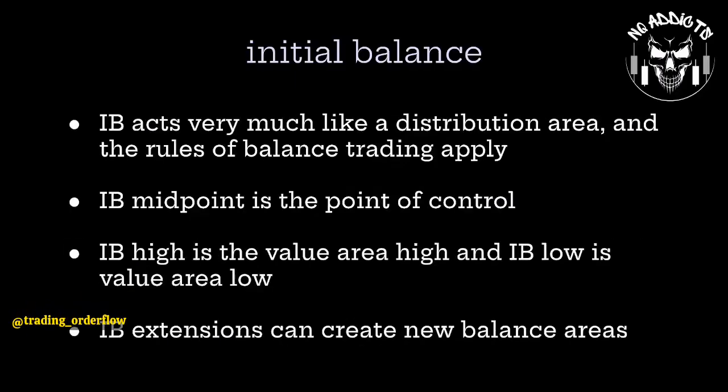The initial balance acts very much like a distribution area, and the rules of balance trading apply. So just like our volume profile, just like our VWAP with the bands, the IB midpoint is the point of control, so the level where the highest level of trading takes place. The IB high is the value area high, and the IB low is the value area low. And even IB extensions can create new balance areas, and I'll go into that later in this video. But this is going to be a pretty quick segment. You guys have learned all the rules, so really I'm just demonstrating how it looks with this particular indicator.